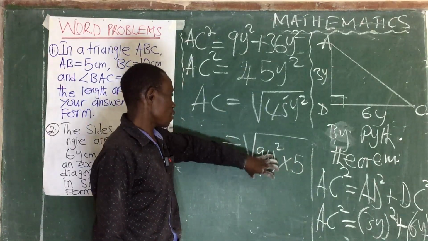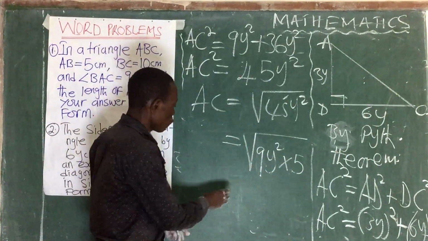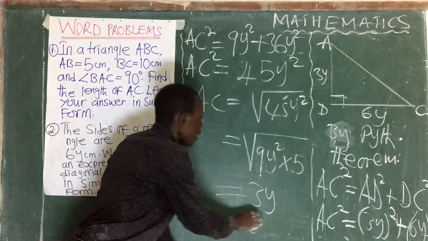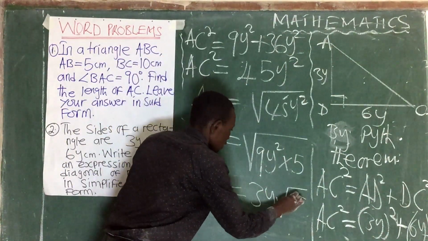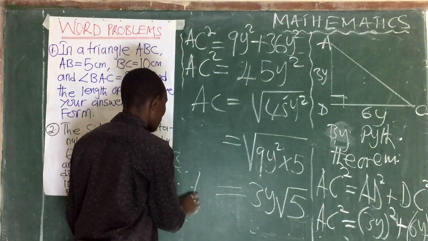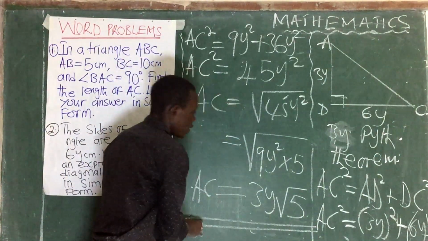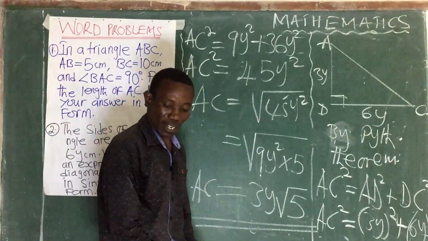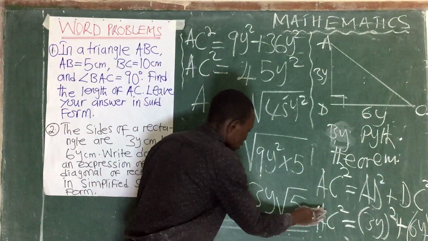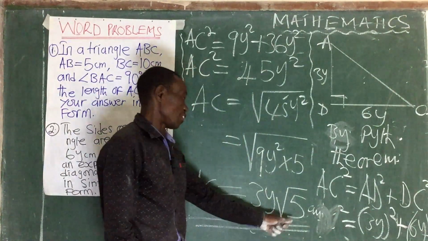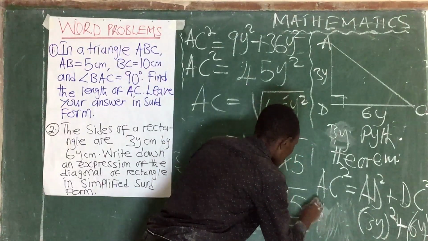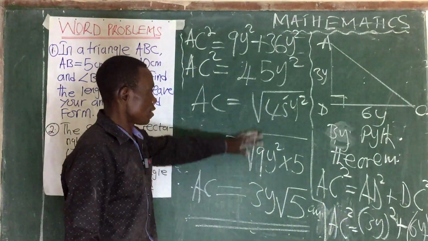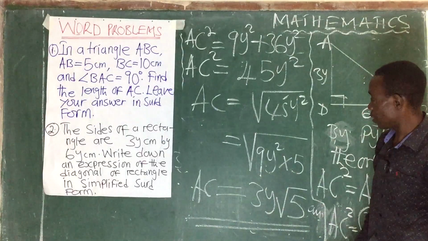This is your irrational factor. This is just a perfect square, a perfect factor. So if you take this one out and simplify, you have the square root of 9y squared as 3y, but the square root of 5 you can't have, so you just write it in the root like that. So here you conclude that your AC is equal to 3y root 5 centimeters. You can write centimeters on this side. We have limited space here, but that's okay. This is the way you can handle this problem.